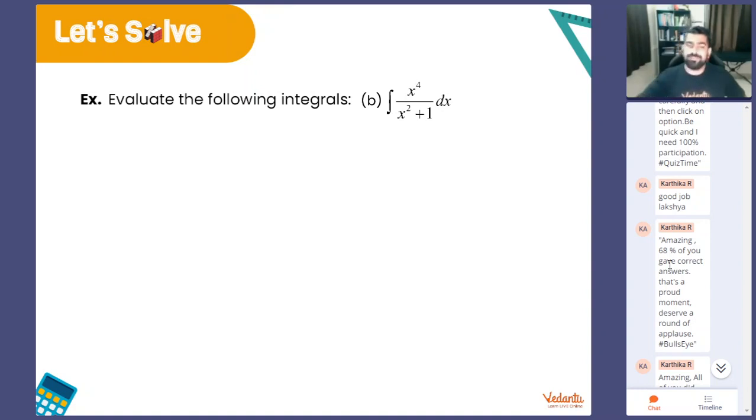So what do you do here? Here the way we handle it is very unique. This is the beauty of math. We have x power 4 by x square plus 1. What I'm going to do is subtract 1 and add 1 to the numerator. There's nothing wrong in doing that. What did I do? I subtracted 1 and I added 1 to my numerator. And then I can split it like this.